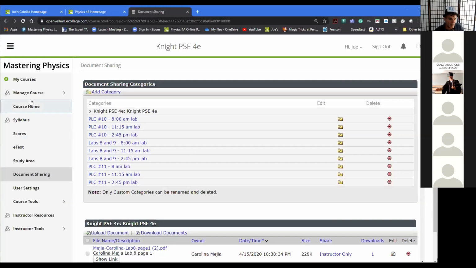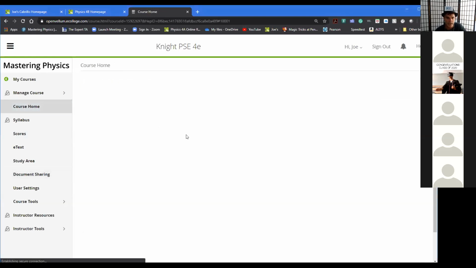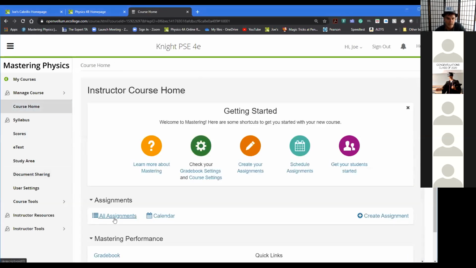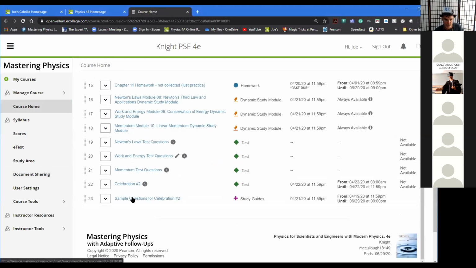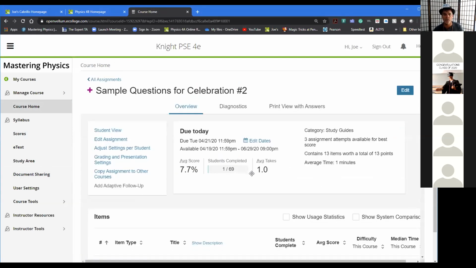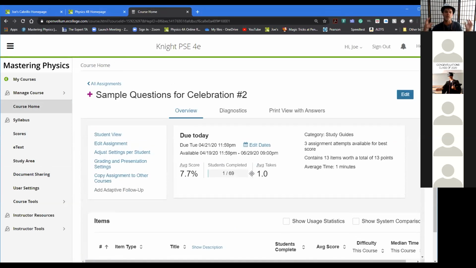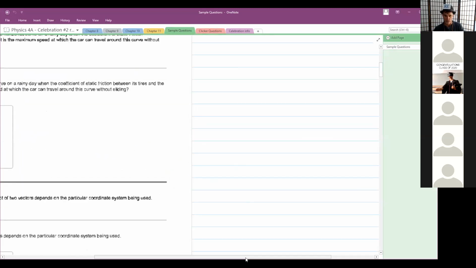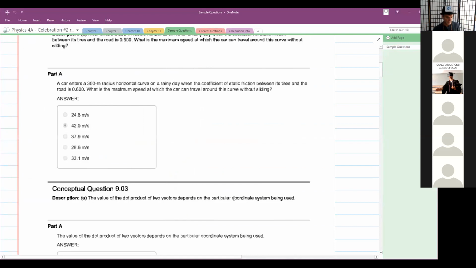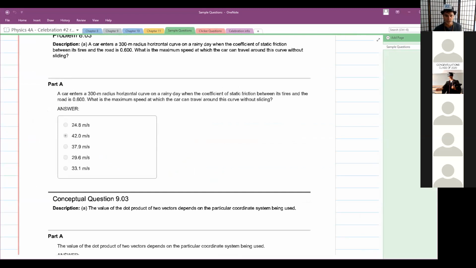So one, let me just show you that in Mastering Physics, I created a short little practice quiz. It's not really a quiz, it's just some questions. And those are the ones I'm going to go through right now. So this is sample questions for Celebration 2. I just had this sort of as a review. You don't have to do it, but it's going to give you an idea of the kinds of questions that I'm going to ask. And what I did is I just uploaded this into OneNote.